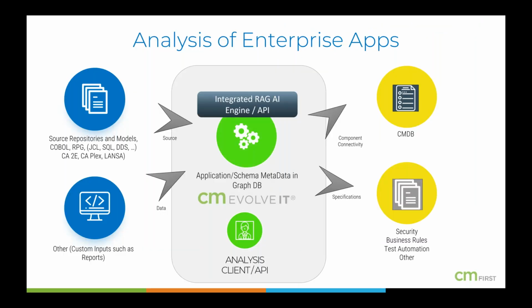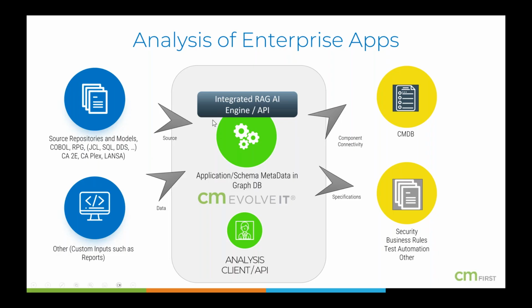All right, here's an overview of the CM evolveIT platform. Okay, so on the left side, we see the ingestion process that we hook into your repositories and models. That might be in Git, that might be a CA2E or Synon model, it might be a CA Plex or Obsidian model. But wherever your source code resides that runs on the IBM, we can probably ingest it, no matter what the language is or what the technology is. So that comes into our evolveIT database, and it gets stored into a big data graph database that is easy to query and API enabled.